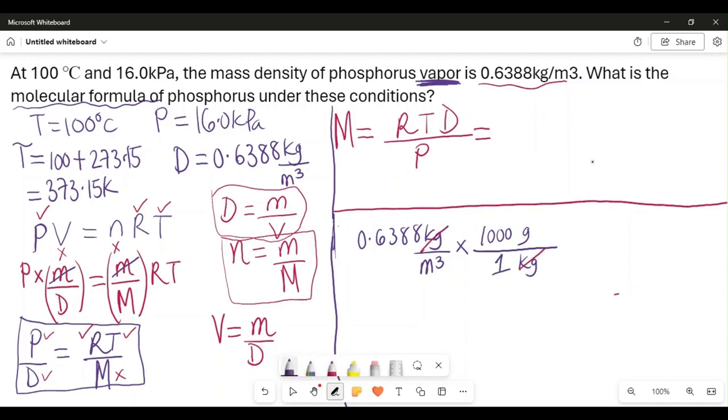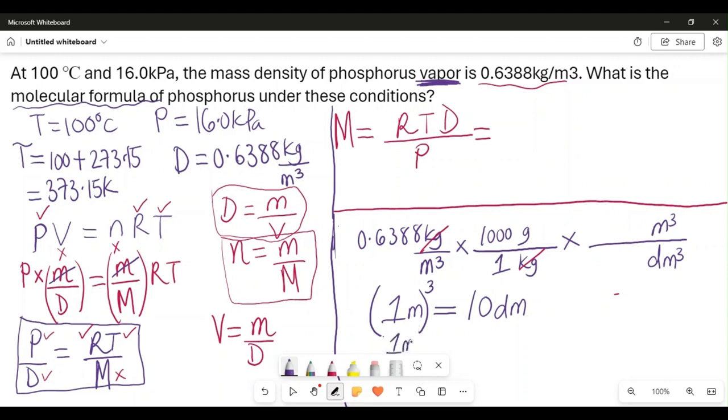Now we have to go from meter cubed to dm cubed. So we have the meter cubed up top and the dm cubed at the bottom. We have to know this, going back to basic math and unit conversion, that 1 meter is the same thing as 10 decimeter. So 1 meter cubed is the same thing as 1 times 1 times 1, which is 1, then meter times meter times meter, which is just meter cubed. So you have 1 meter cubed.